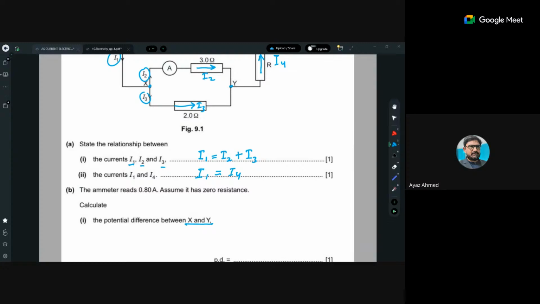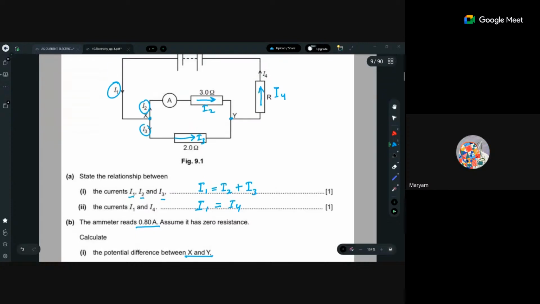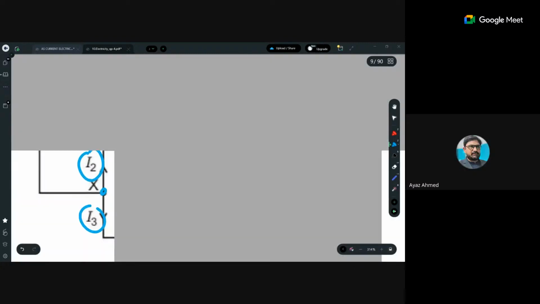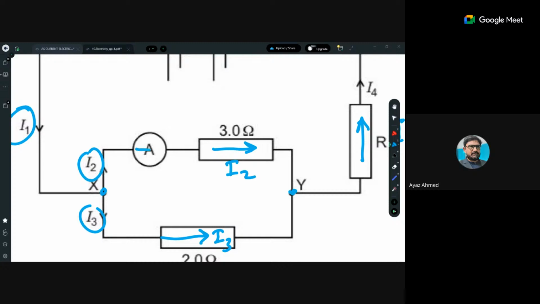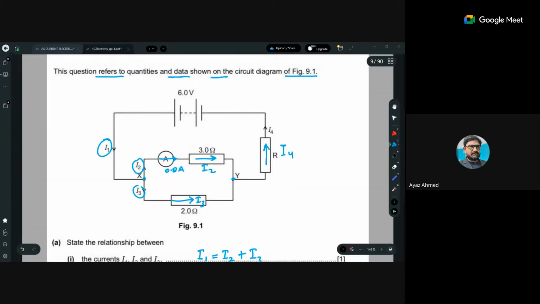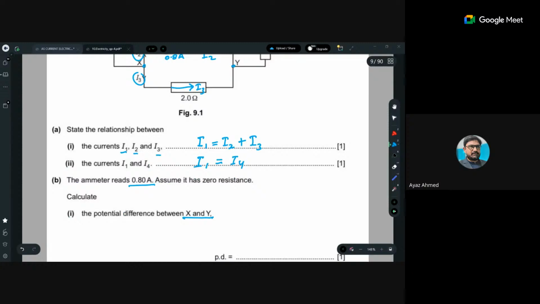So, what is the ammeter reading? The ammeter reading is basically 0.8 ampere. That 0.8 ampere is the reading here. It means which current is being referred to? This is 0.8 ampere. So that is the current which is flowing through the 3 ohm resistor. So we have to calculate the potential difference. What will be the value of potential difference? Now V is equal to I times R. Got it?